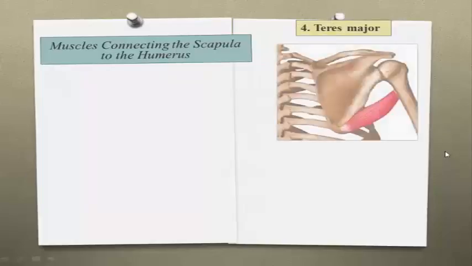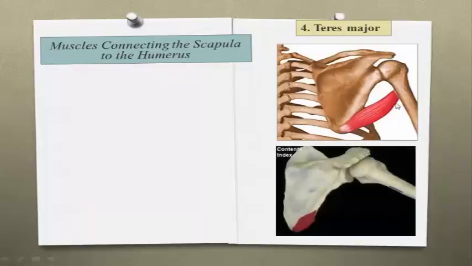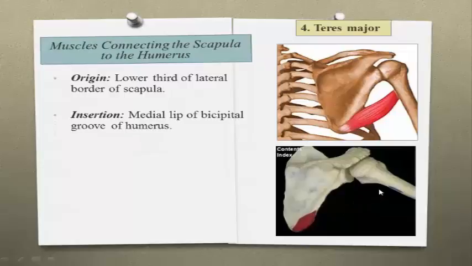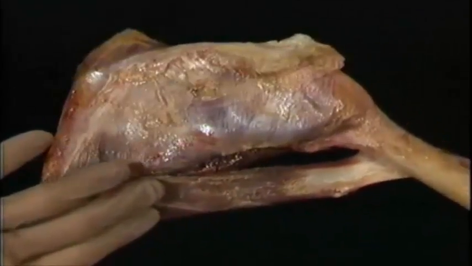Just below we have two teres muscles, the teres major and teres minor. Let's look at the teres major first. It arises from the lower third of the lateral border of the scapula, and here it is, and it goes laterally toward the medial lip of the bicipital groove of the humerus. Here it is. This muscle is innervated by the lower subscapular nerve. And you see the contraction of this muscle will adduct and medially rotate the arm.